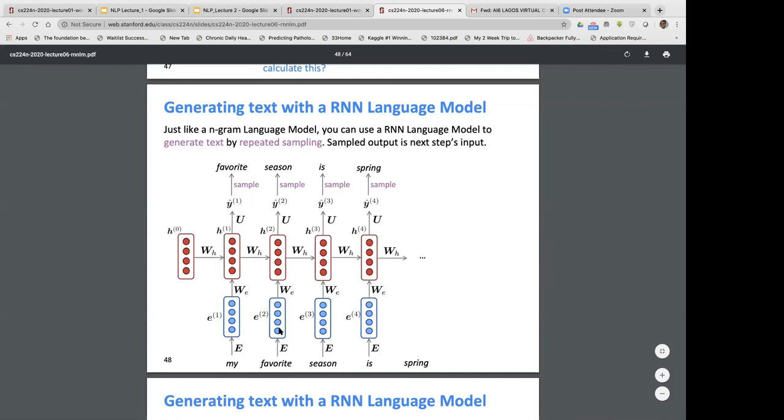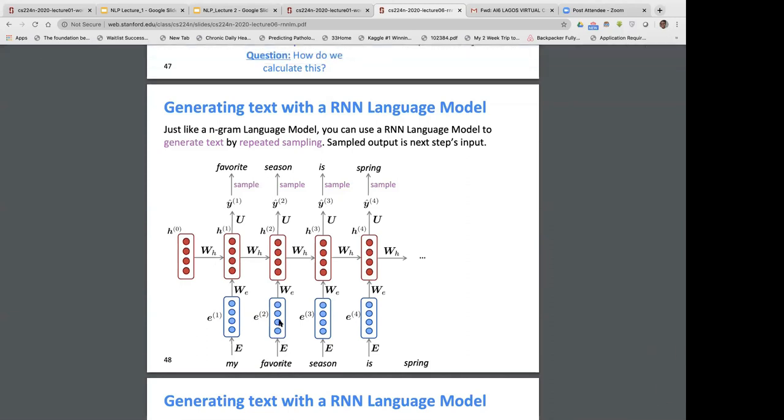Your next input will be "favorites," because we're doing text generation, generating text based on what has come before. You predict "season." It's encoding information as it's going. Your next input will be "season," to predict "is." Your next input will be "is," to predict "spring." It's encoding information as it's going.